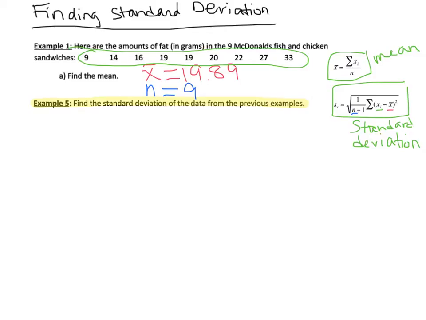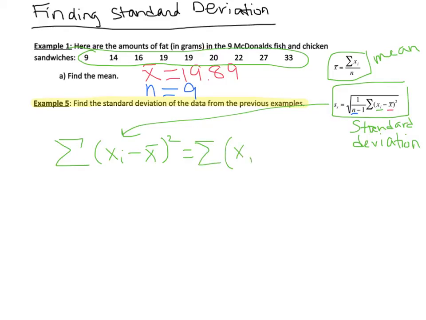So I'm going to take this formula and ignore the square root for now, and ignore the 1 over n minus 1 for now. We're going to look at this part right here, the sum part in the middle. In this sum, they ask you to find the sum of all of the xi's minus the mean, and then we square it. The mean is 19.89, so I'm going to write this as xi minus 19.89, squared.